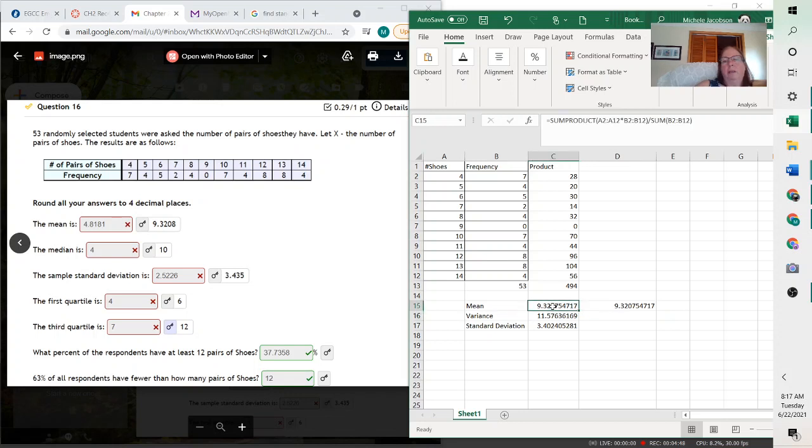Another way is by using what's called sum product. So you would type equals, and then when sum product comes up, you would double click it and then highlight how many pairs of shoes each person. And then you multiply it by this. So what it's doing is it's doing this product for us. If you use sum product and you highlight each row, it will multiply them together. And then we need to divide by this one.